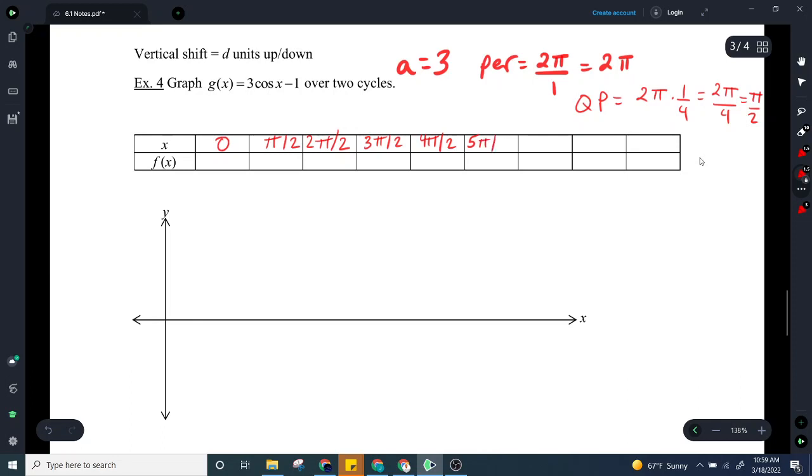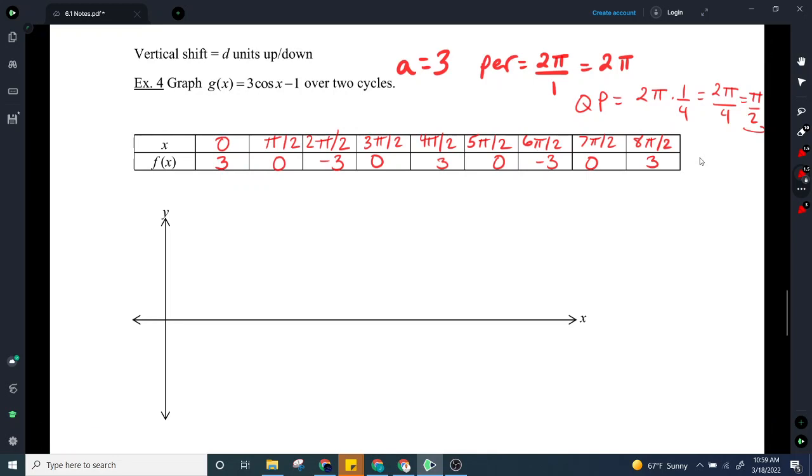Right, I'm just going up by pi over 2 units because that's the quarter period. Then 6 pi over 2, 7 pi over 2, and then 8 pi over 2. All right, so now let's go ahead and do the y values without the vertical shift first. This is cosine, so we would start at whatever a is when we're dealing with cosine. So a would be 3, 0, -3, 0, 3, 0, -3, 0, 3.